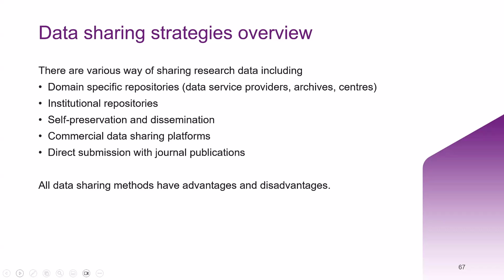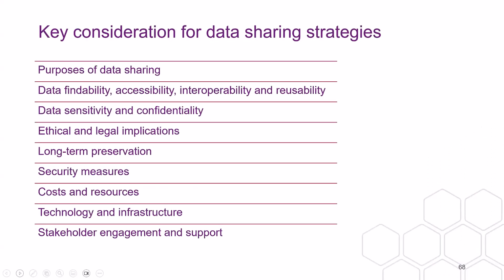Now, all data sharing methods have advantages and disadvantages. And when we're choosing our data sharing strategy, we should be thinking, what is the purpose of our data sharing? How does that match with FAIR? If, for example, I upload it into just a journal with my journal paper, does that match FAIR? What is the data sensitivity and confidentiality? I might just upload it somewhere, or for example, I'm going to do self-dissemination. I'm just going to share it when people email me and say, oh, I would really like that data. Can I actually do that?